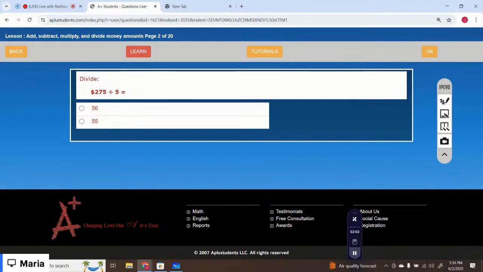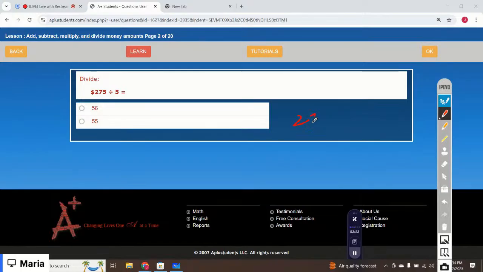275 divided by 5. So when we need to divide 275 by 5, 5 times 5 is 25. So the correct option is 55. Option number one is the correct option.